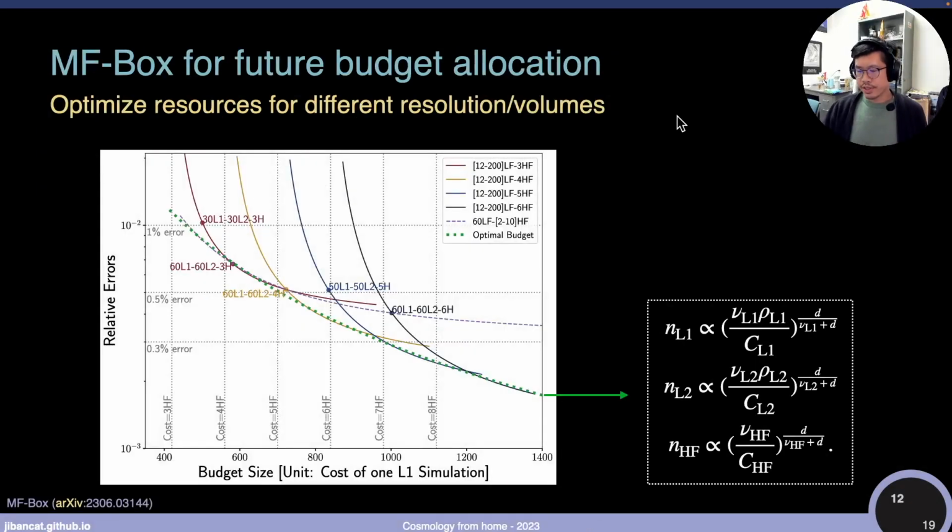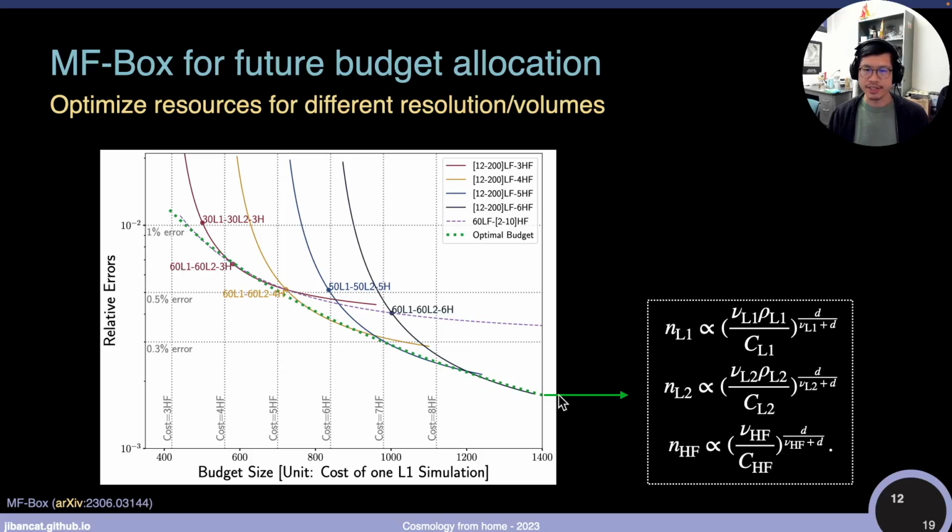So with the empirical error relationship, going back to solving the Lagrangian, we get the optimal budget allocation line here in the green dotted line, showing the error as a function of budget size. Here I plot it in units of the cost of an L1 simulation. So basically it says, given the limits of your simulation runs, how accurate you can get.